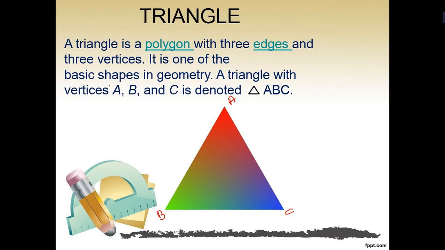It is one of the basic shapes in geometry. Triangle with sides AB, BC and CA. They are not equal, so we can use different symbols. A, B, C. Here 1, here 2 and here 3, different sides. Now we discuss the area of triangle.